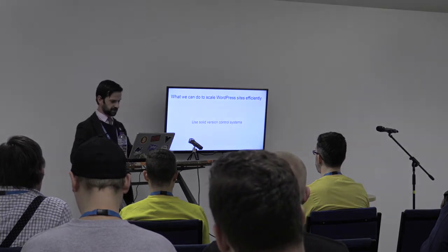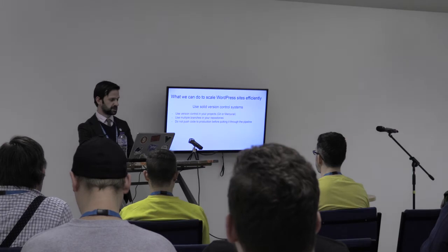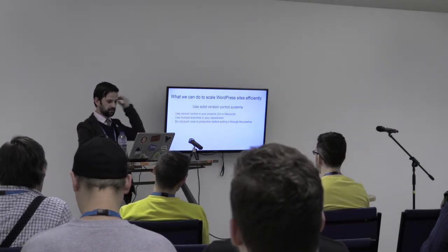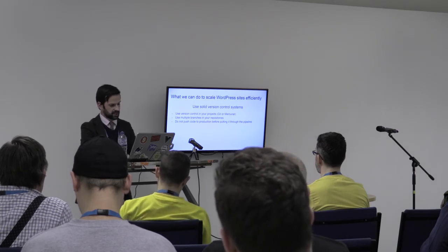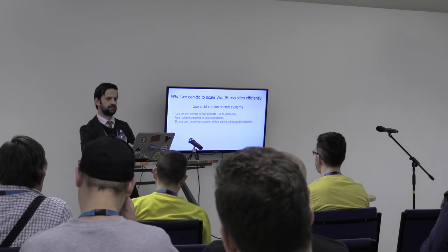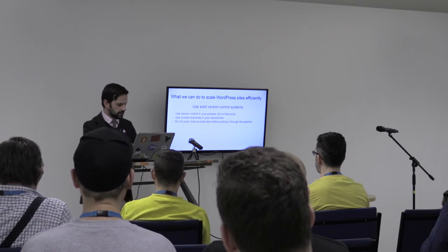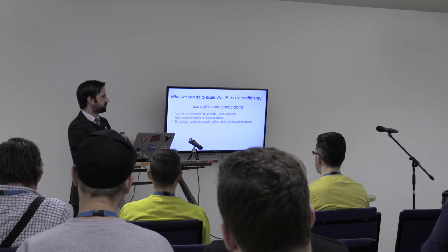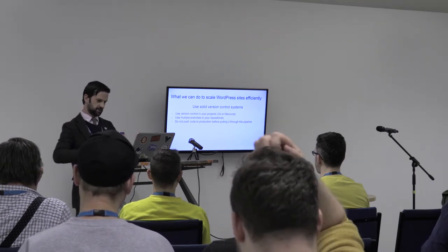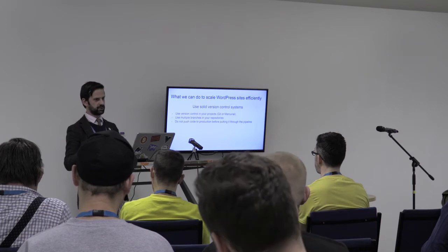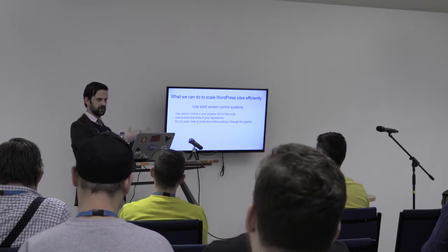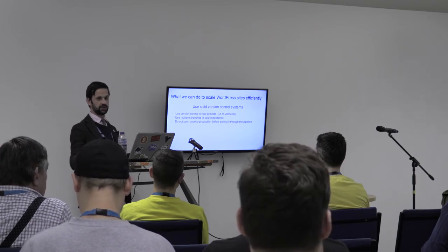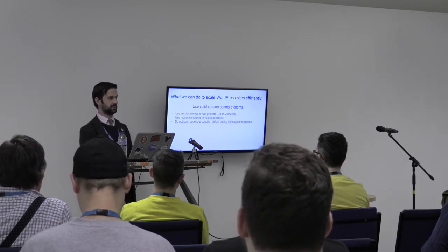Use solid version control systems. Git is the main one. There's also Mercurial. Use multiple branches in your repositories. That could be as basic as just development, staging, and production, or master. But I have seen other cases where we create feature branches. For each new feature that's being built, you create a separate branch and then merge it back into development. If you have multiple developers working on a project, you can separate your code out more efficiently that way.